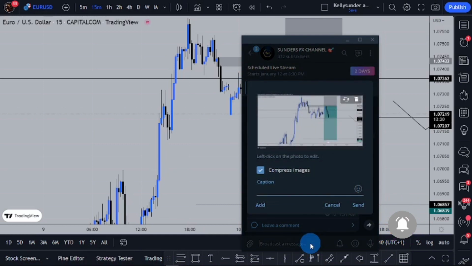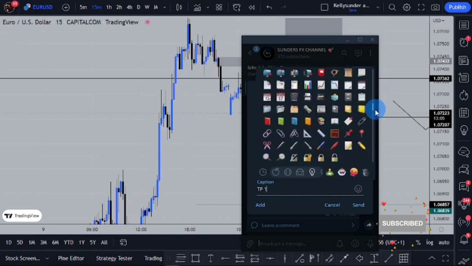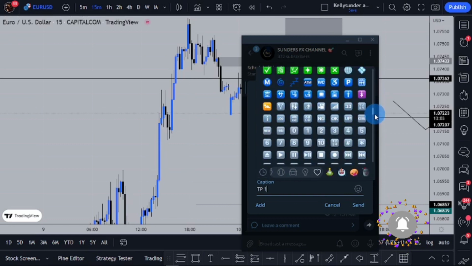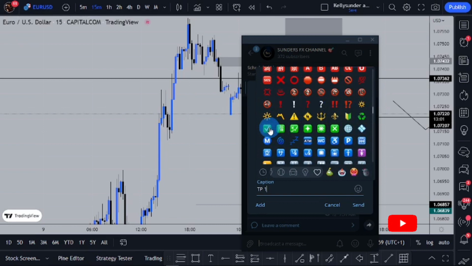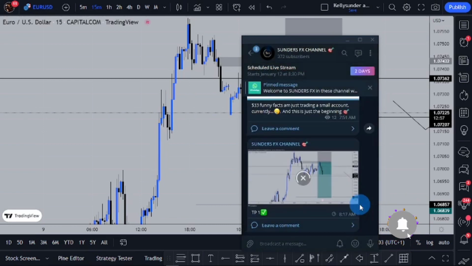Okay, I'll just say TP1, in capital letters please. I can actually decide to use an emoji so that everybody will be happy. You understand? We have to be happy. Yes, this one is good.